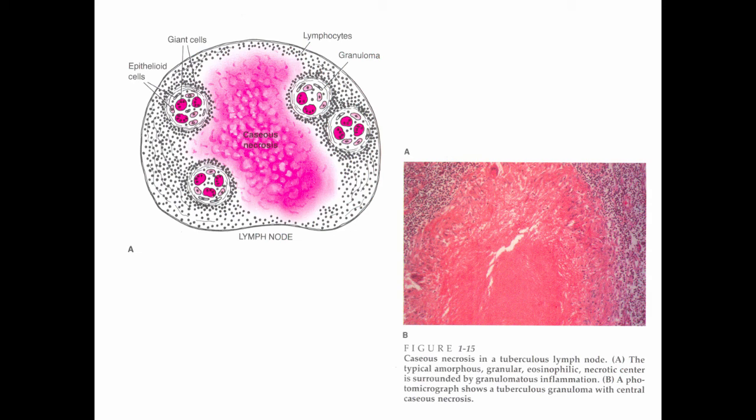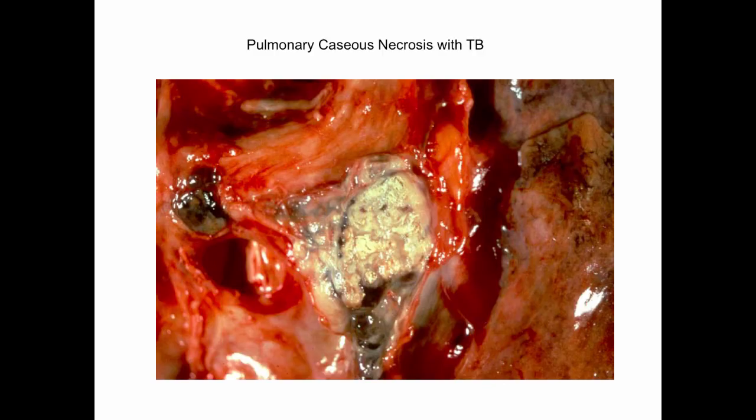So a really common example of where we see caseous necrosis is in lymph nodes of the lungs when people have tuberculosis. The pathogen of tuberculosis tends to infect immune cells, and those immune cells are found in those lymph nodes. And so you end up with this necrotic tissue in the lymph nodes. And this is a picture of an actual pulmonary caseous necrosis with TB.